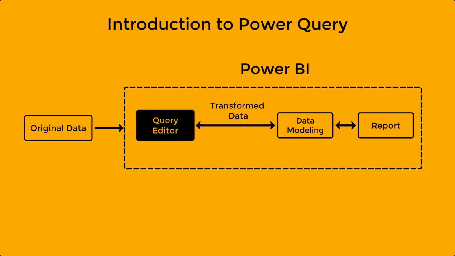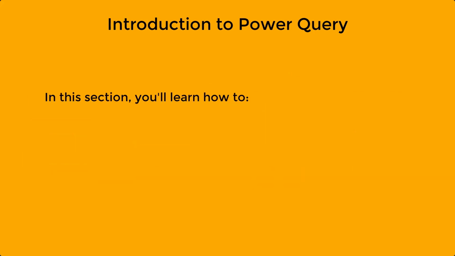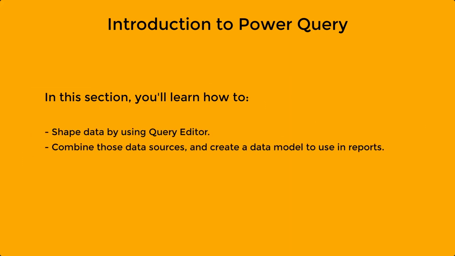So you can add or remove columns from your tables. You can rename your columns, or you can maybe change text to numbers, and so many such things. You can also combine your data from more than one data source and then shape the data and create data models. So in this section, you will learn how to shape your data by using Query Editor and also combine those data sources and create a data model to be used in your reports.